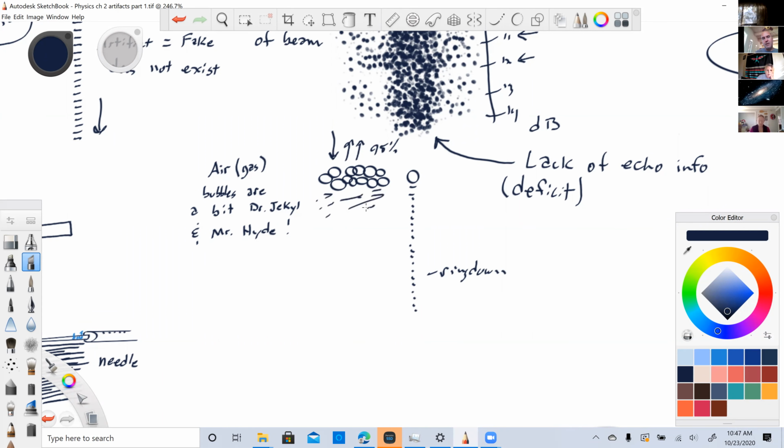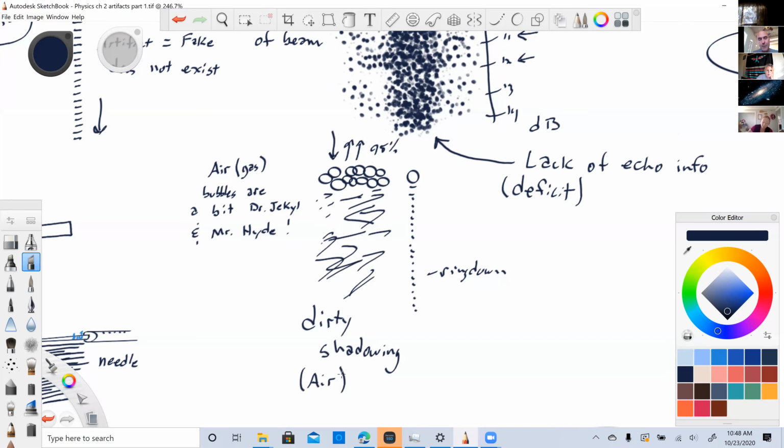It has certain characteristics that we call dirty shadow. And that is from almost always, I think always, air. So we get dirty shadowing in the intestines for the most part. And I've got to say, air in the lungs, not so much of a dirty shadow, more of a, well, it's a little dark. I would say a little more dark.